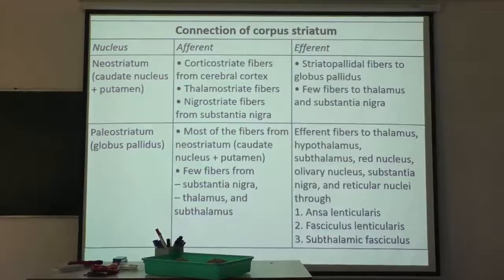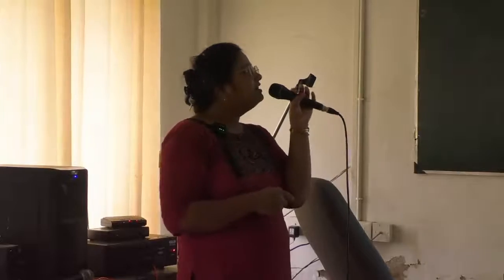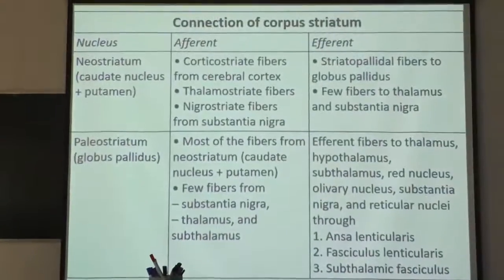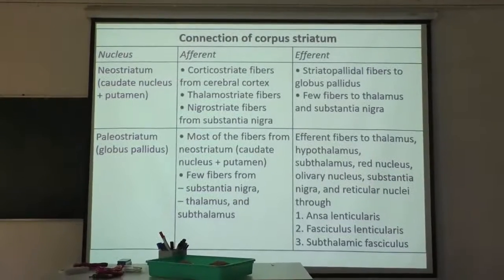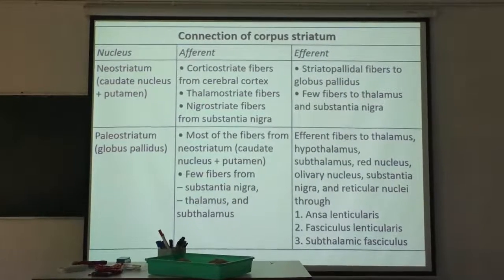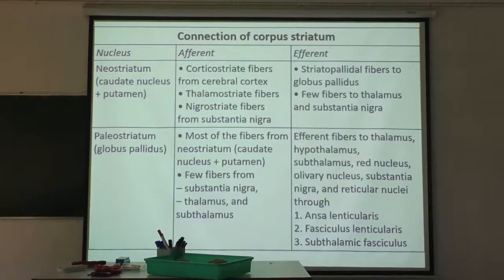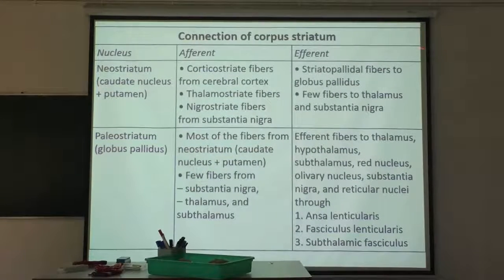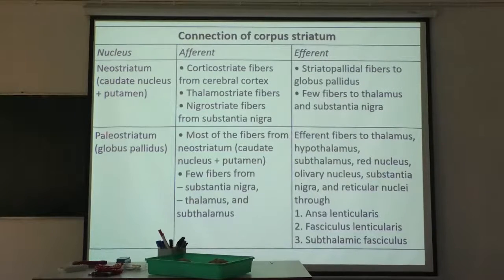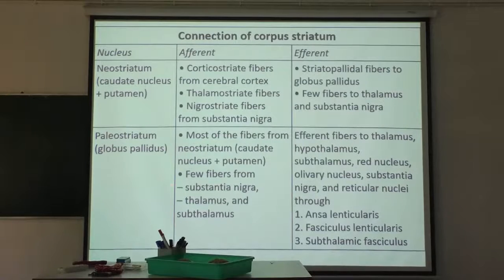So what are the connections of the corpus striatum? These come in your theory paper. Okay, connections. Neostriatum consists of the caudate nucleus and putamen. It has afferent fibers: corticostriate fibers from the cerebral cortex, thalamostriate fibers, and nigrostriate fibers from the substantia nigra. Efferent fibers are striatopallidal fibers going to the globus pallidus, and a few fibers to the thalamus and substantia nigra.